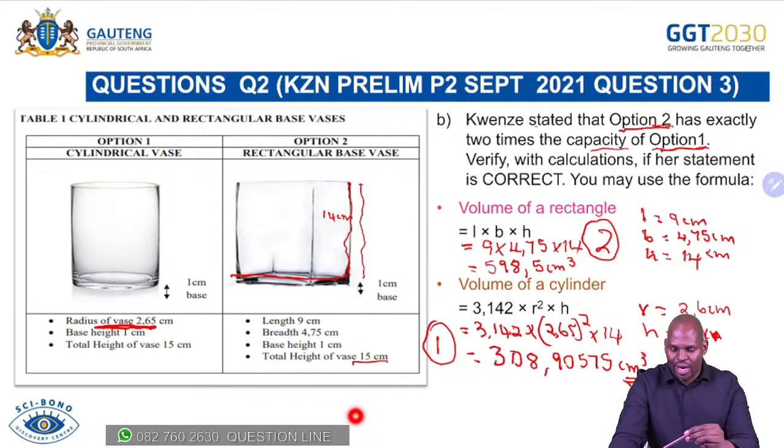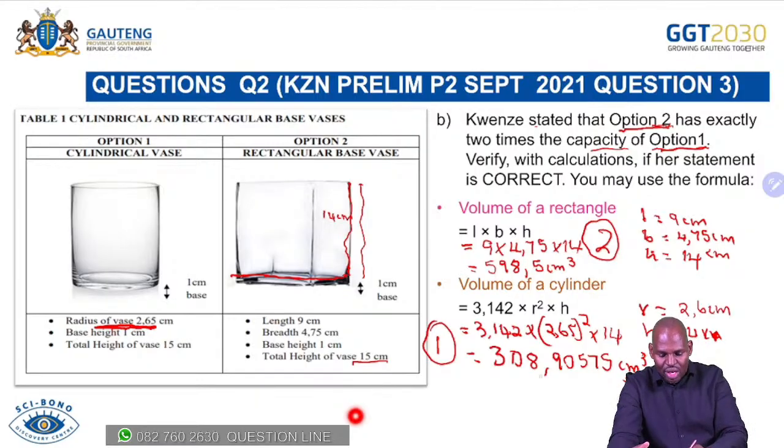So when they say it has exactly 2 times, it means option 1 can go into option 2 exactly 2 times. So we have to do the division. Let's check how many times this volume goes into the other. So we want to check.